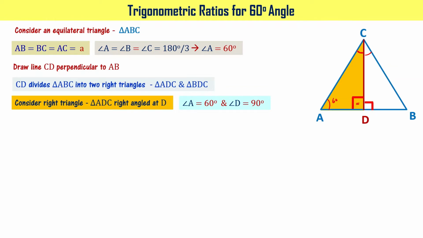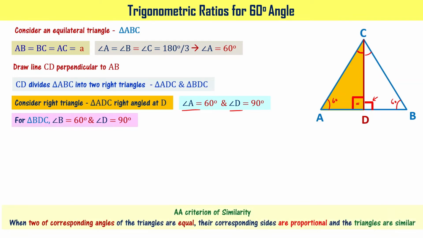Once you know that angle A equal to 60 degrees and angle D equal to 90 degrees, let's look at the other triangle. Angle B is 60 degrees, right? And angle D is 90 degrees here, right? For BDC also, you have two angles known, that is one is 60 degrees and the other is 90 degrees. Look at the AA criterion of similarity of triangles. It says that when two of the corresponding angles of the triangles are equal, their corresponding sides are proportional and the triangles are similar.